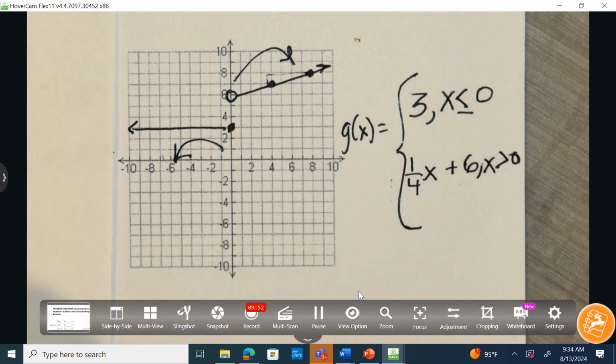Does anybody do you understand that part? Feel free to always ask. What part of this can I re-explain?